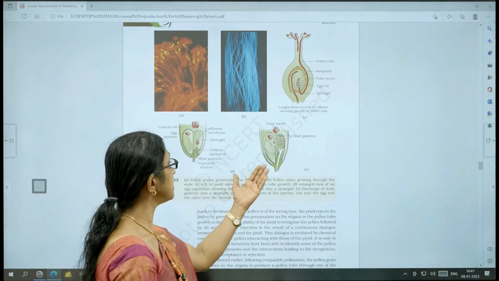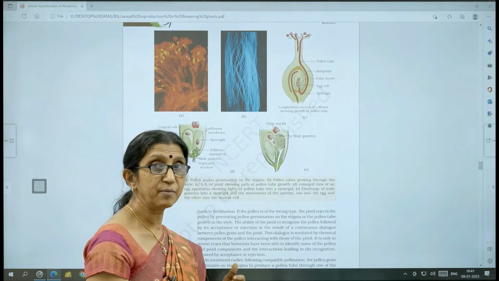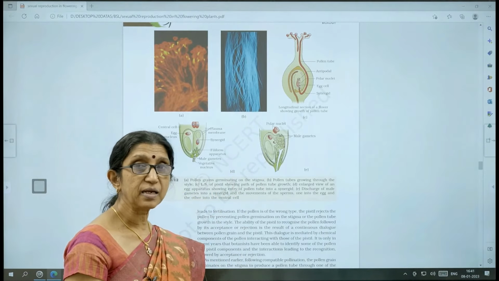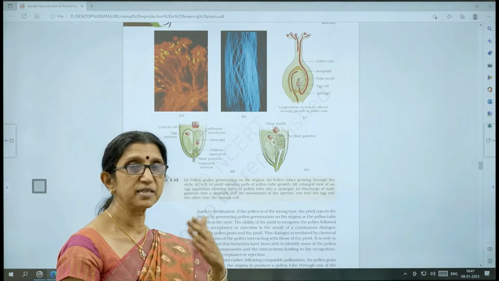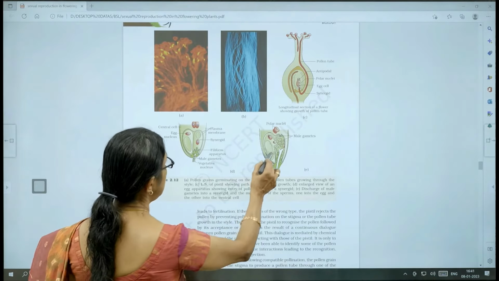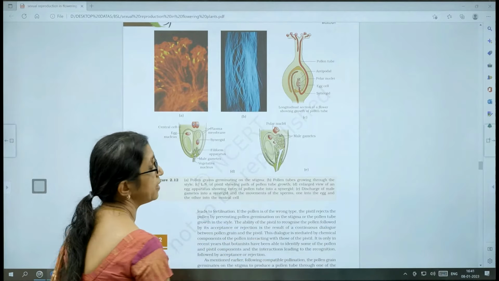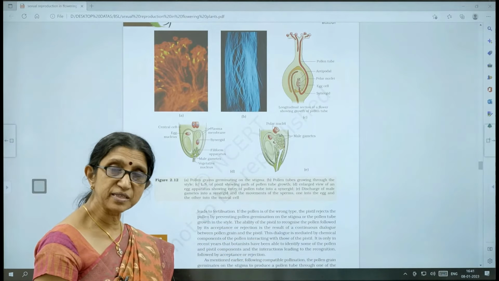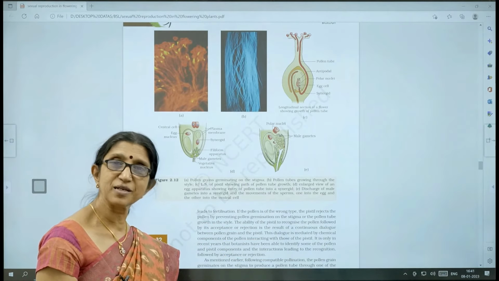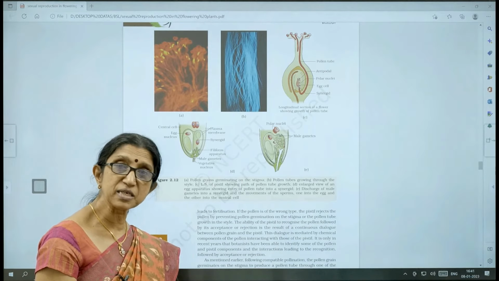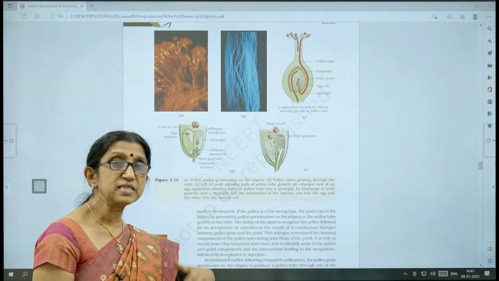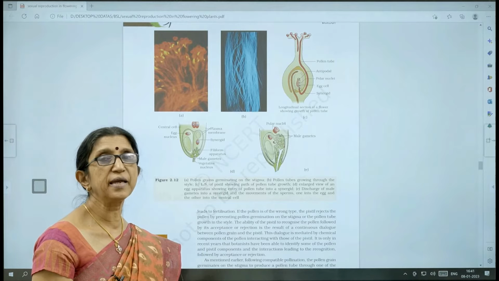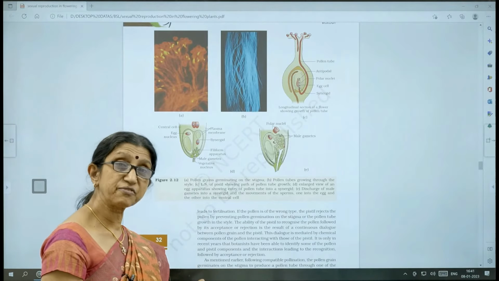Now let us see the fate of the male gametes that get released into the cytoplasm of the degenerating synergid. So one of them will go to the egg cell and fuse with the egg nucleus, and that is called syngamy. Syngamy results in the formation of the zygote. The zygote will later develop into an embryo. Now what is the fate of the second sperm?